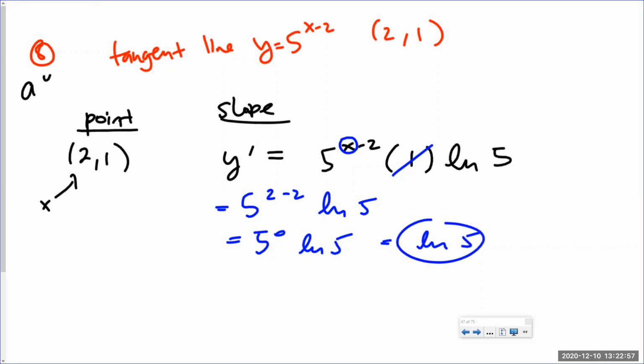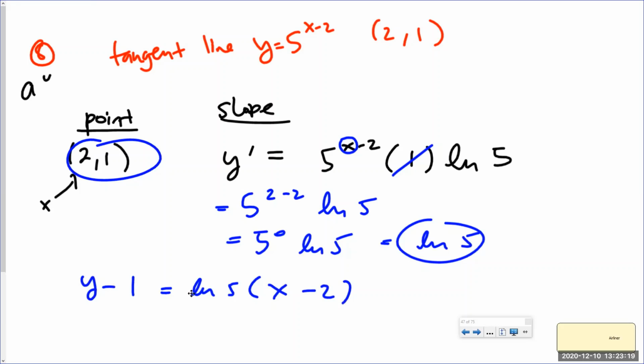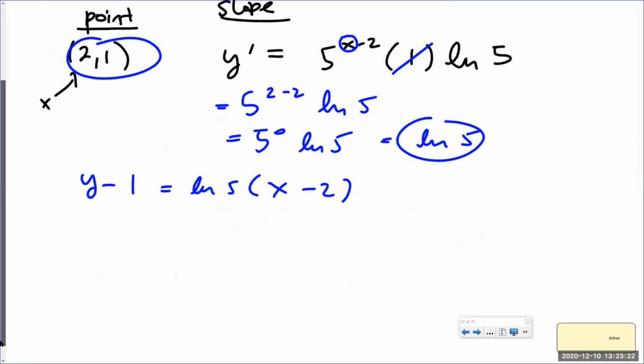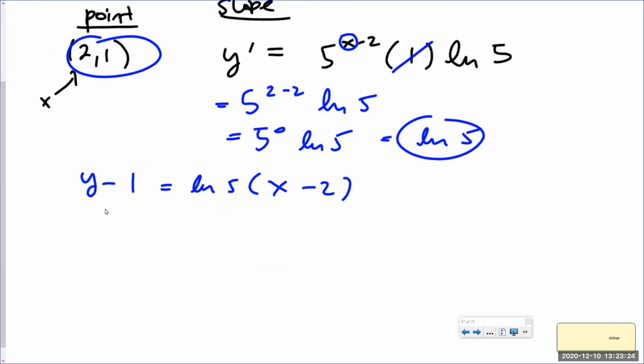So I've got my slope. I've got my point. You guys do it. Write your equation of a tangent line. Equation of a tangent line. Okay, Emily, let's see if you can write it. y minus y1 is equal to the slope times x minus x1. Did you get it? Now I just want to point out to you guys, this is a great answer. This is the point slope form.